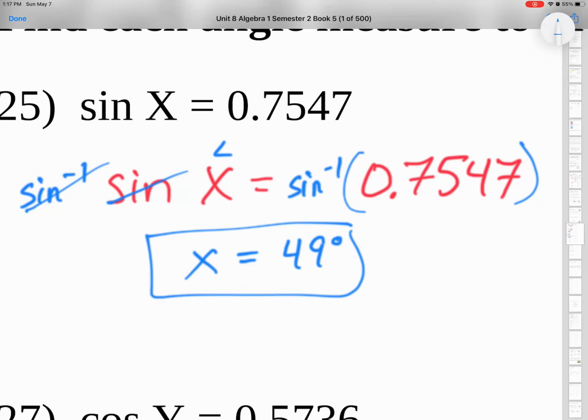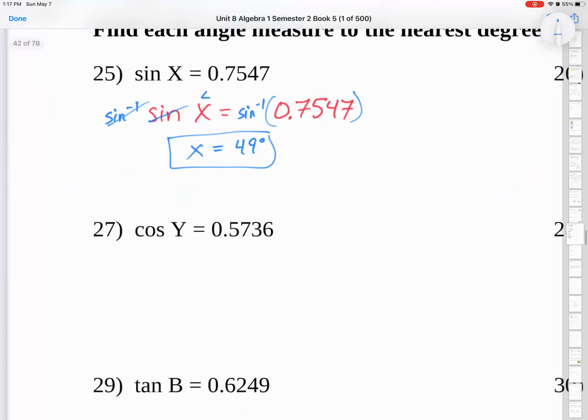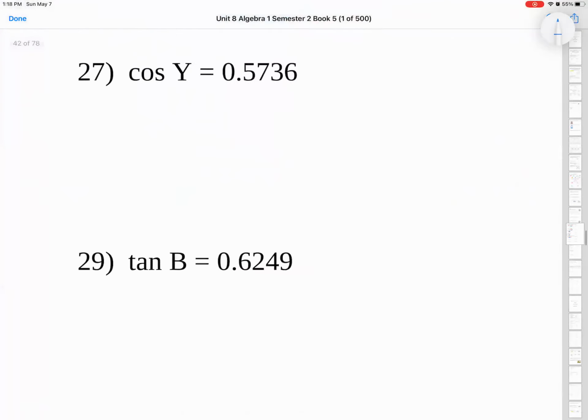Okay. Go ahead and feel free to pause the video if you have any questions, but I'd also love you guys to try number 27 and 29. Generally, when my students see the first one, they're like, okay, I know exactly what I have to do. So I'm not going to walk through the process. I'm just going to give you guys the values that we got as a class. So for Y, it would have come out to be 55 degrees. And then for B, for the tangent one, we got 32 degrees. But again, if you have any questions, pause the video, feel free to ask.